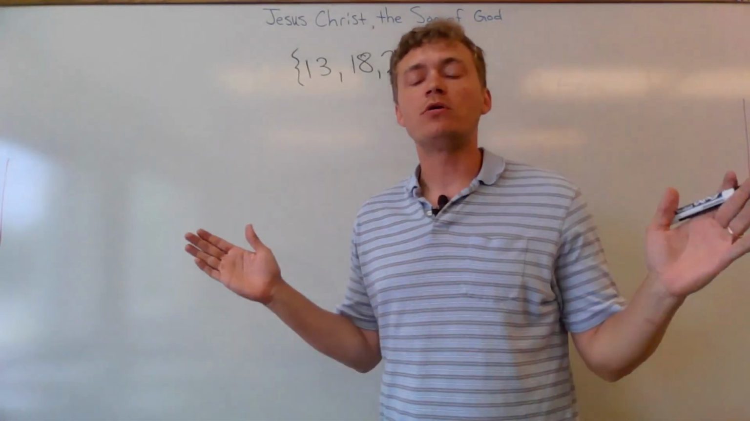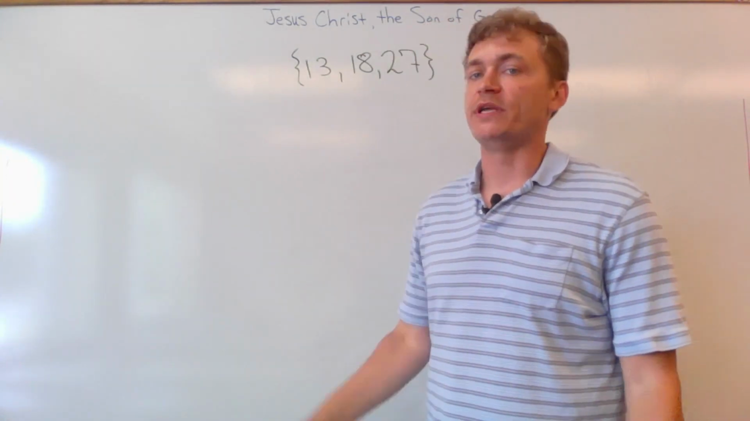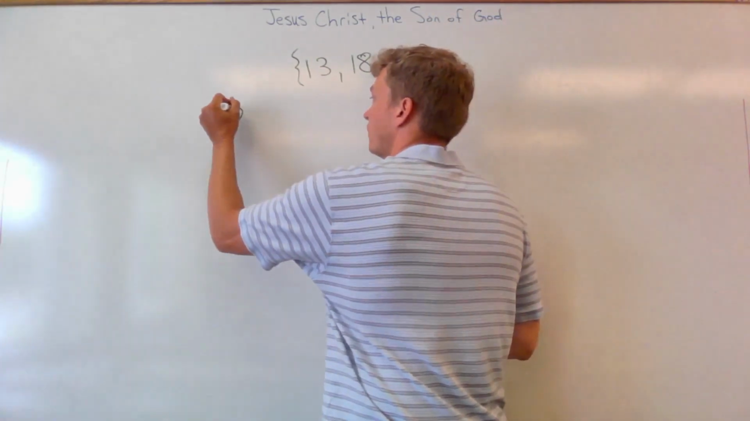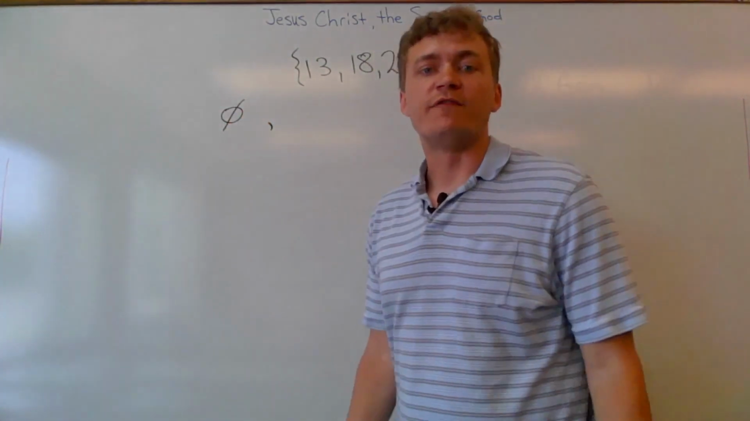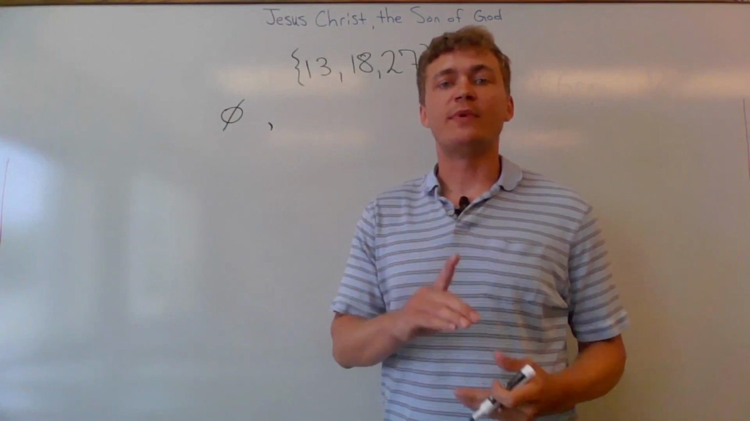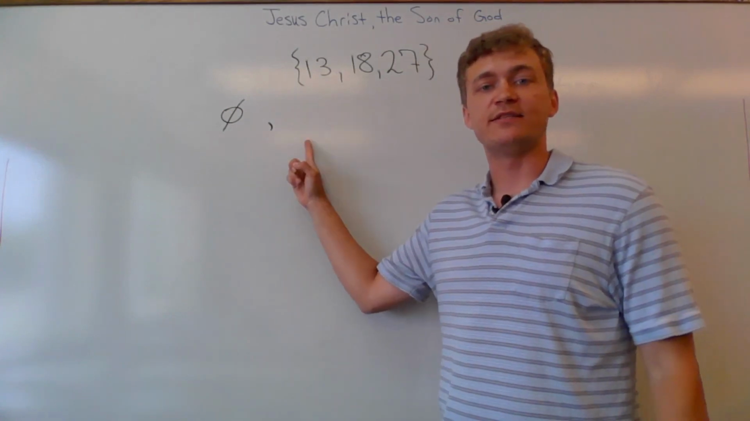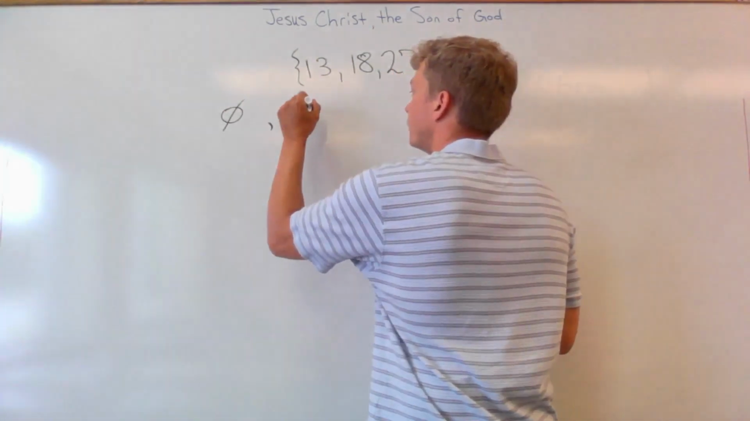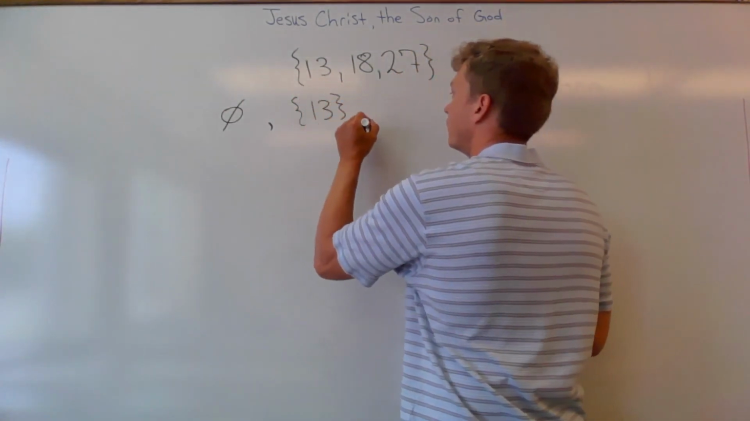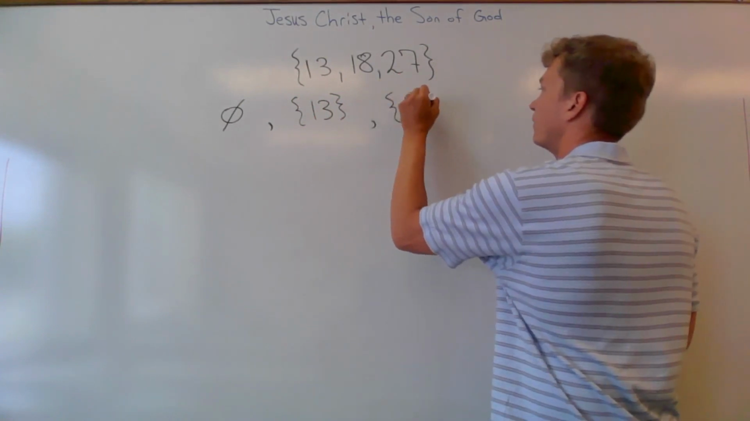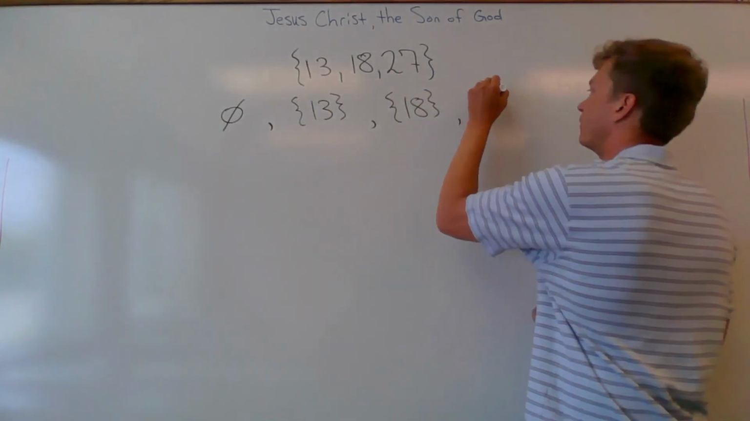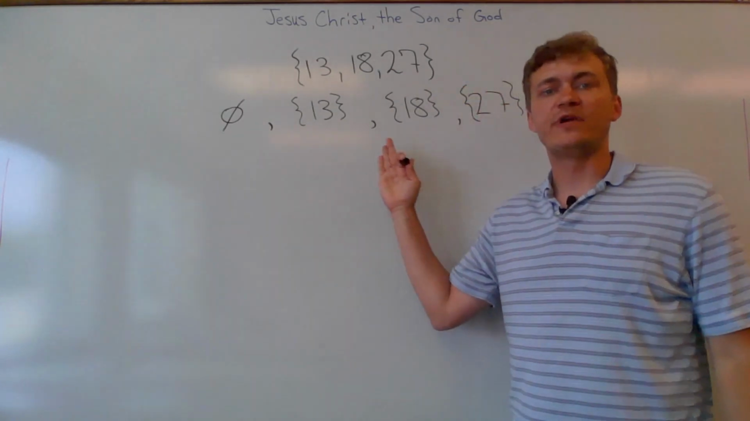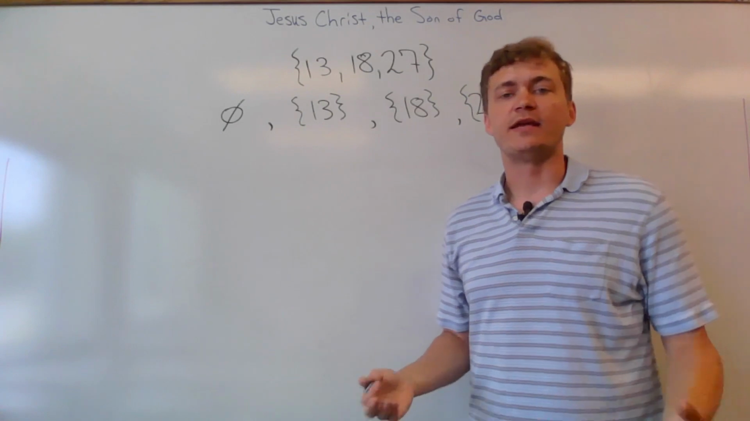Let's list all subsets for this one particular set, starting with 0 elements. Well, that's our empty set. Followed by all subsets with 1 element. So we're just going to list 13 as its own set, 18, and 27. We have 3 subsets that contain exactly 1 element.